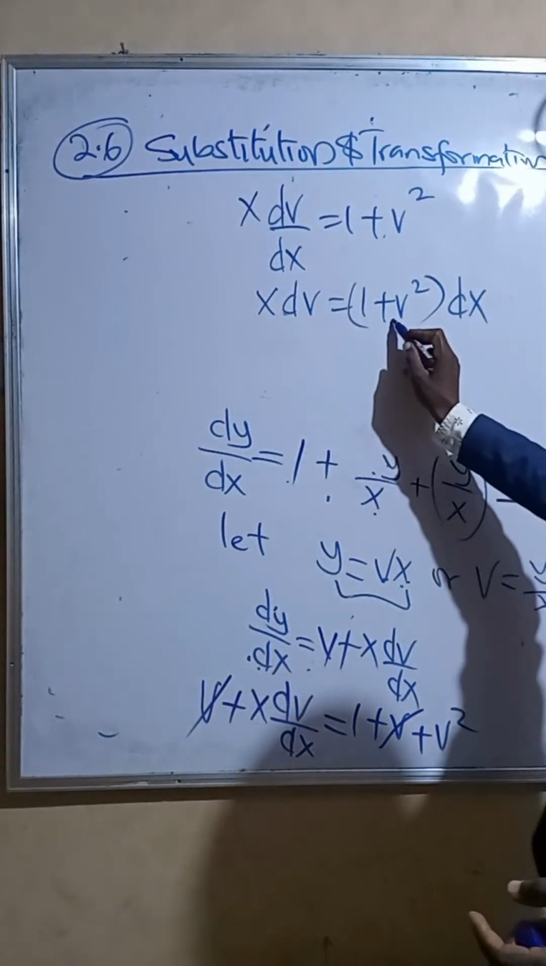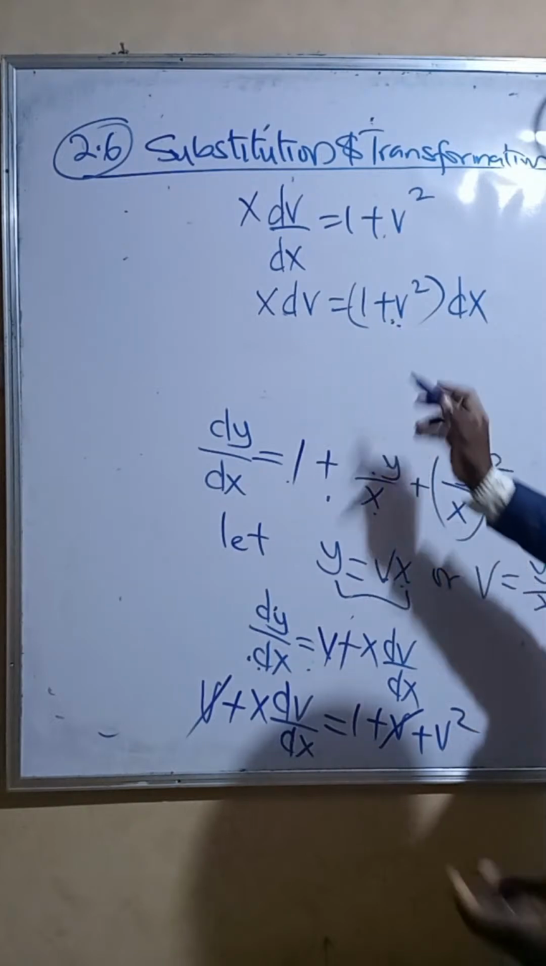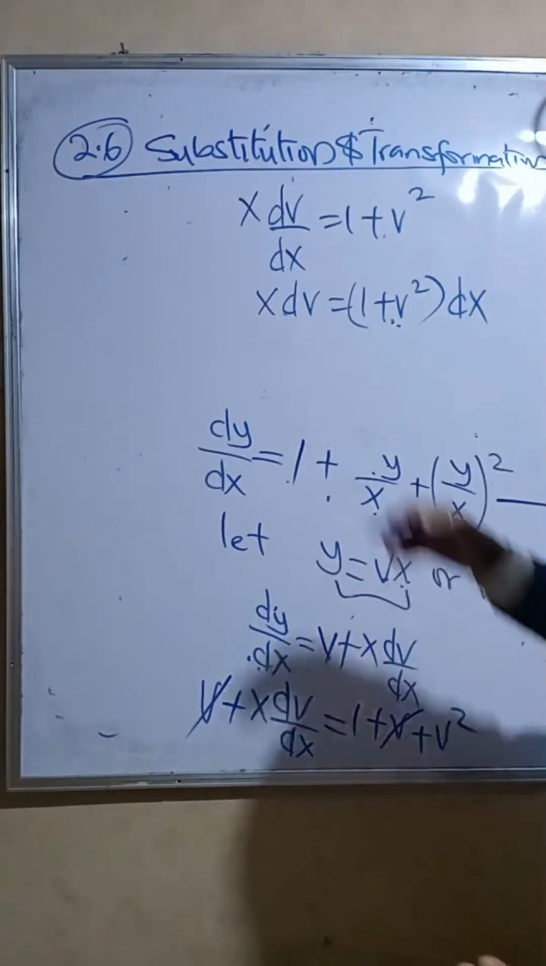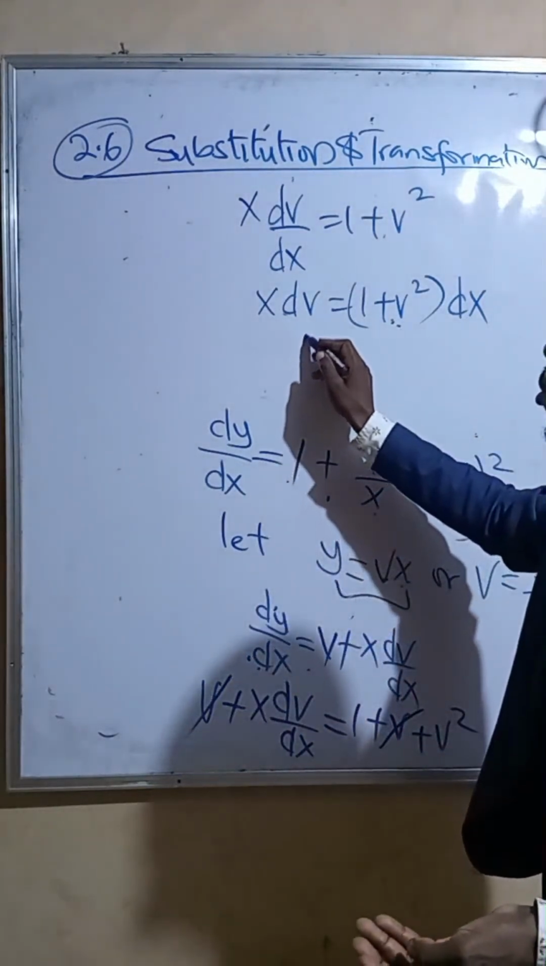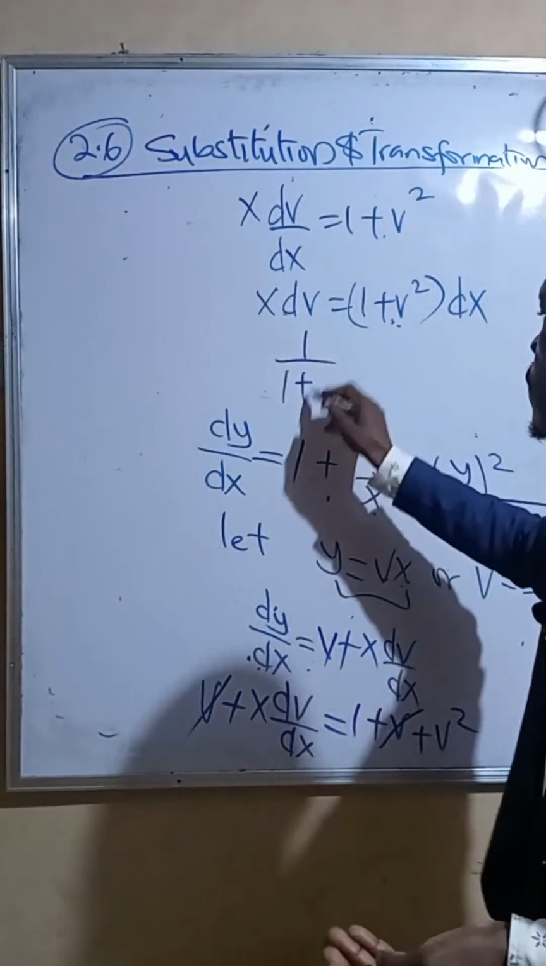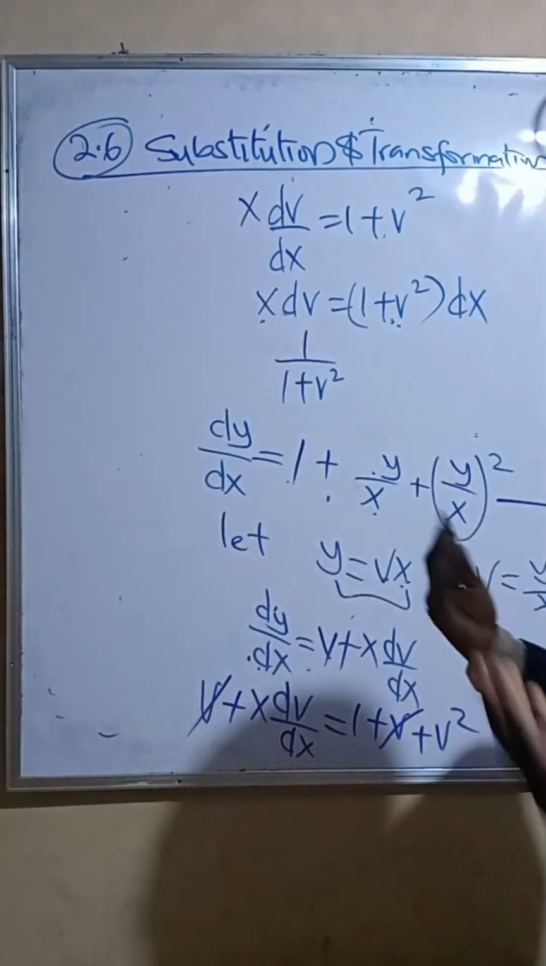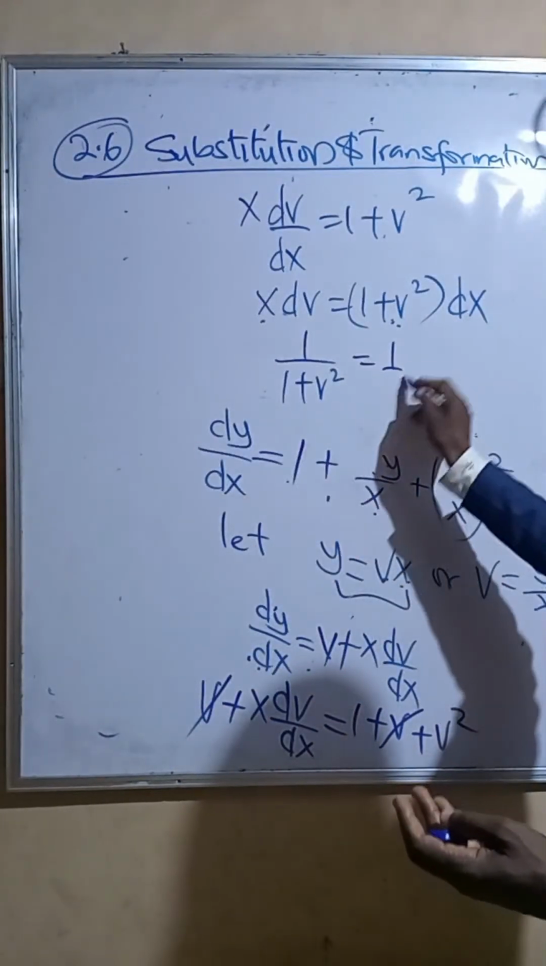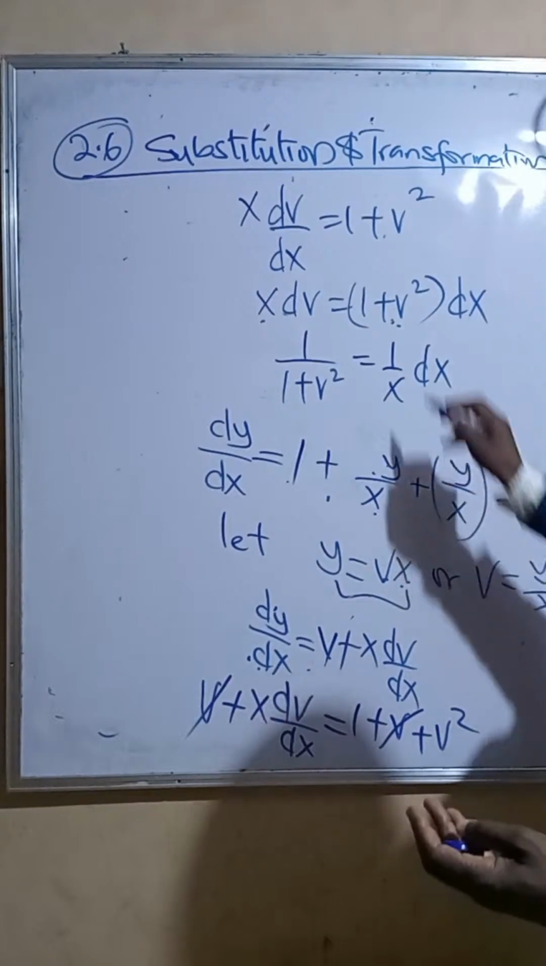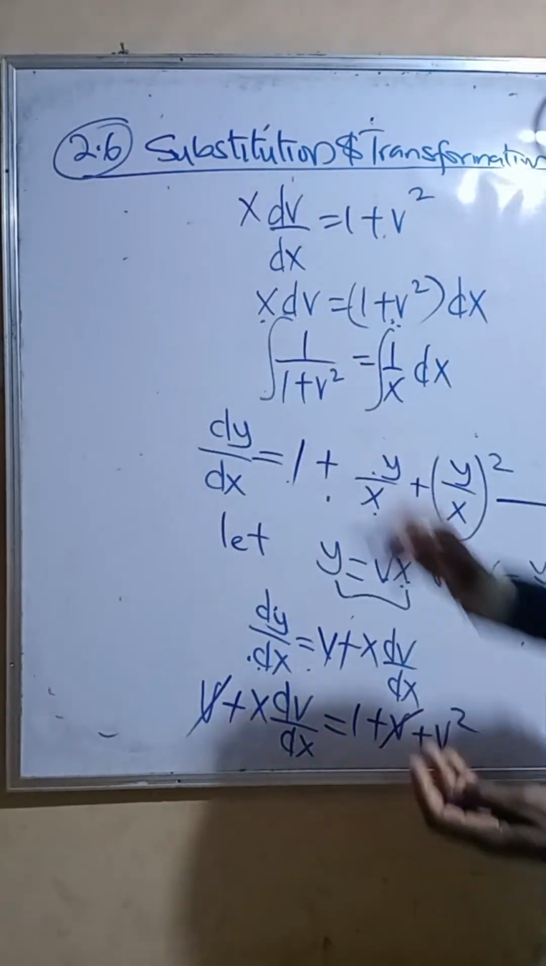dx. So remove this 1 plus v squared from here. Divide both sides by 1 plus v squared, and that will be equal to what? That will be equal to 1 over 1 plus v squared, and then remove this x from here. Divide both sides also by x. So you have 1 over x dx, and then integrate both sides.